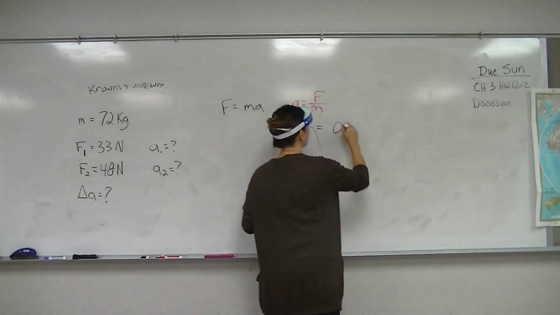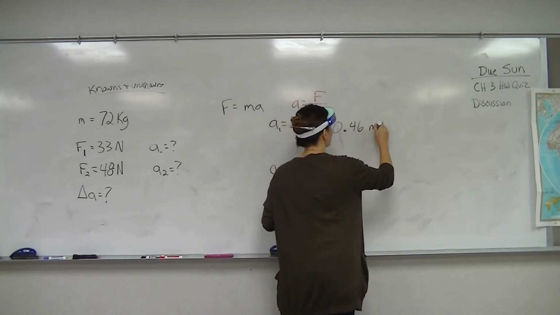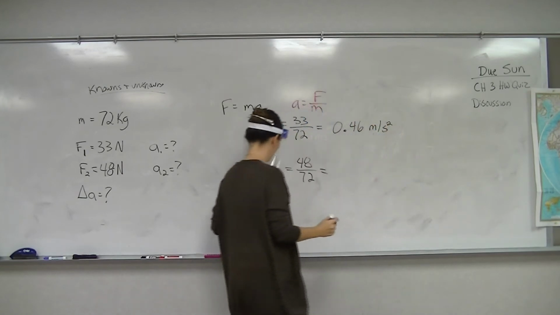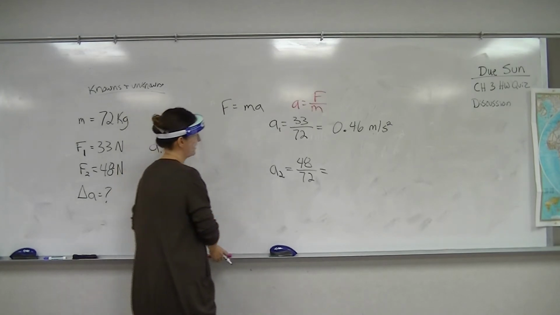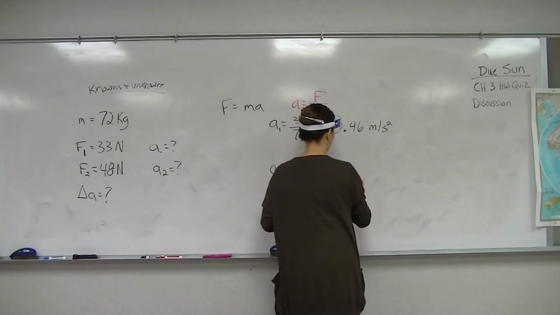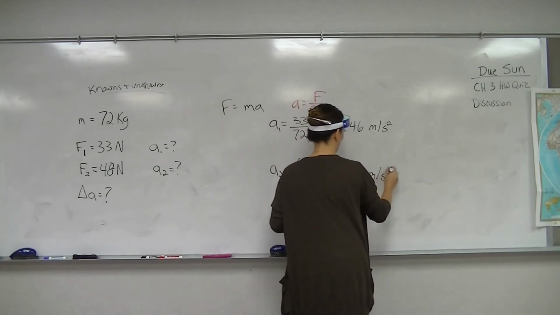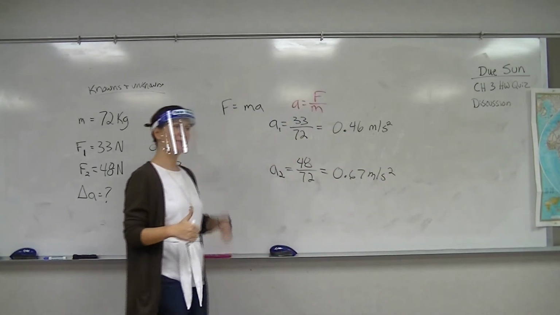33 divided by 72 is 0.46. And 48 divided by 72 is 0.667. So notice, as the force goes up, the acceleration goes up.